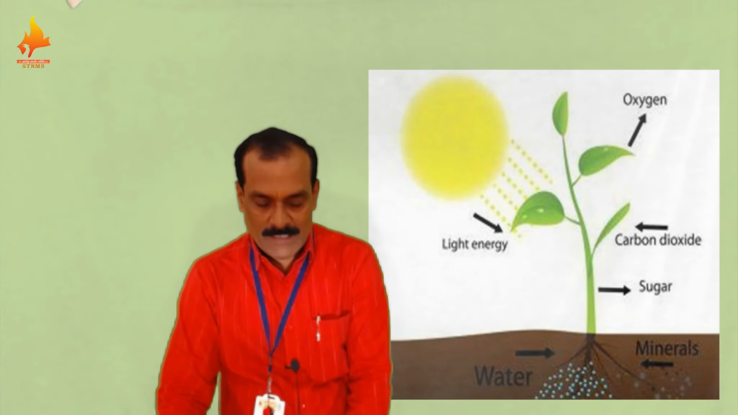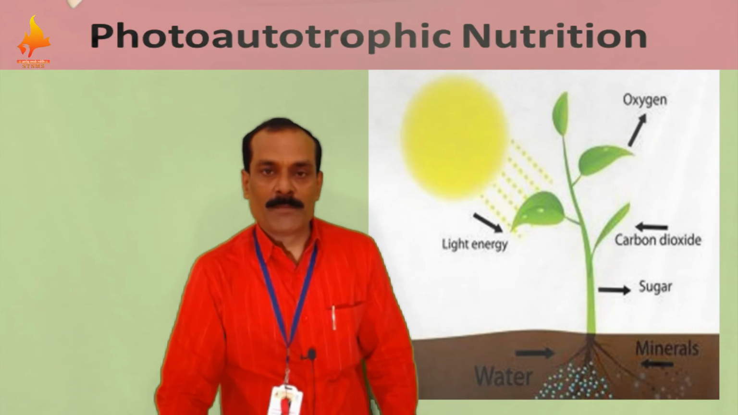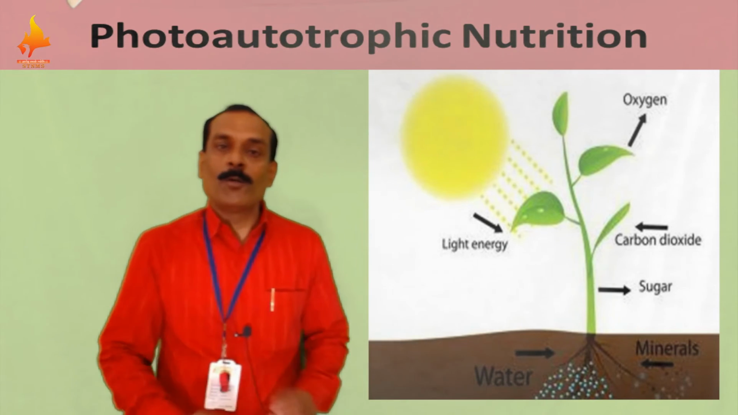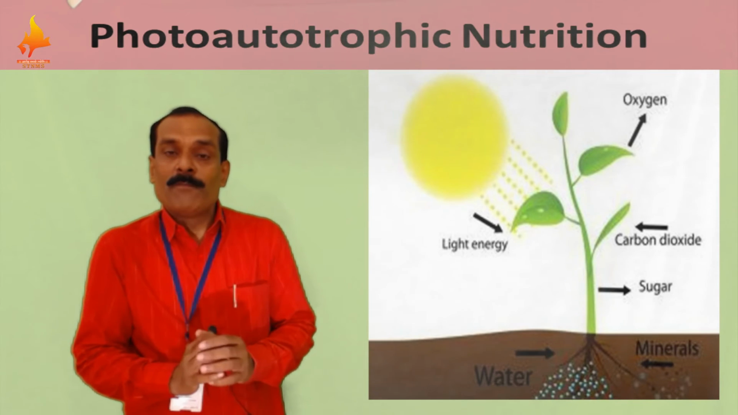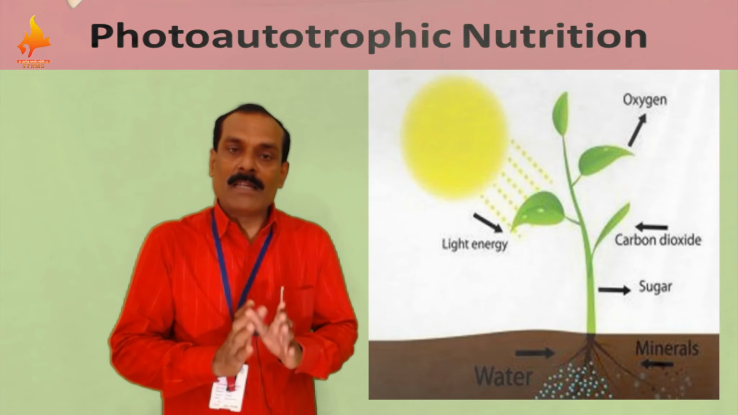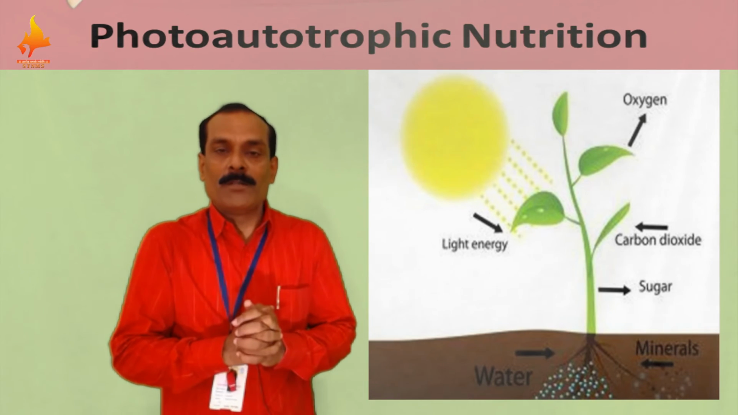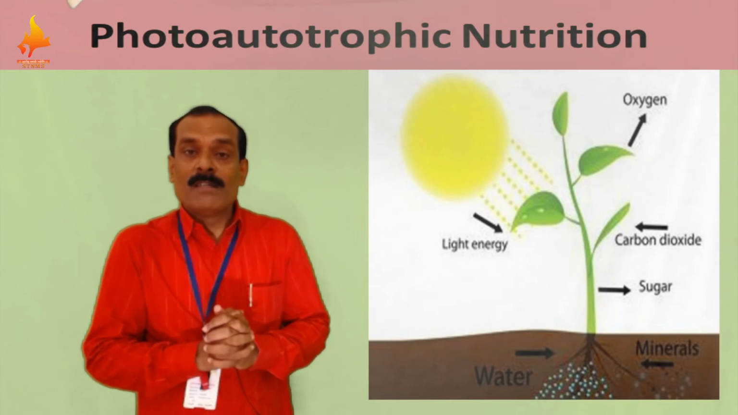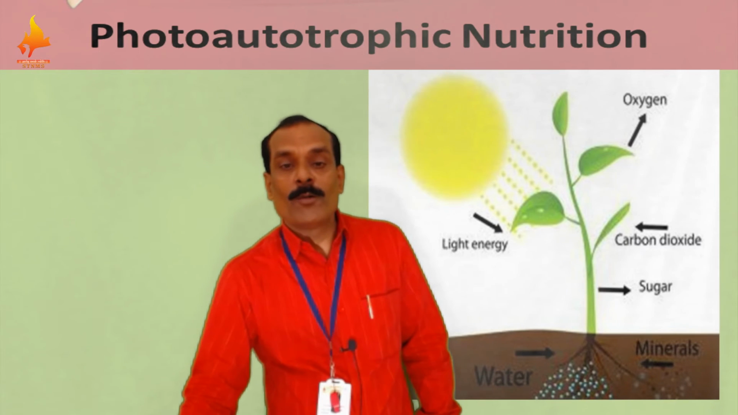Because what do we see? When organisms are performing autotrophic nutrition, it means preparing food by themselves from simple inorganic material. There are again two types in this autotrophic nutrition. So this is the first one, that is the photoautotrophic nutrition.